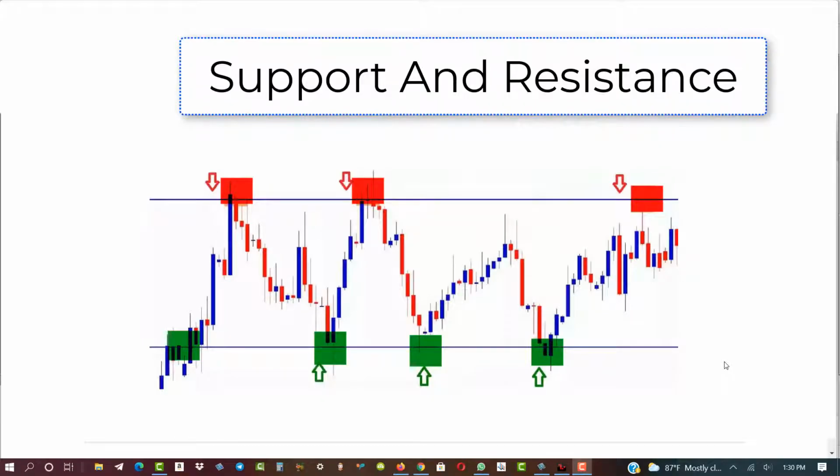Hey guys, in this video, I'm going to talk about support and resistance. One thing you have to master while trading Forex is the areas of support and resistance. So let's first look at what exactly are these areas.